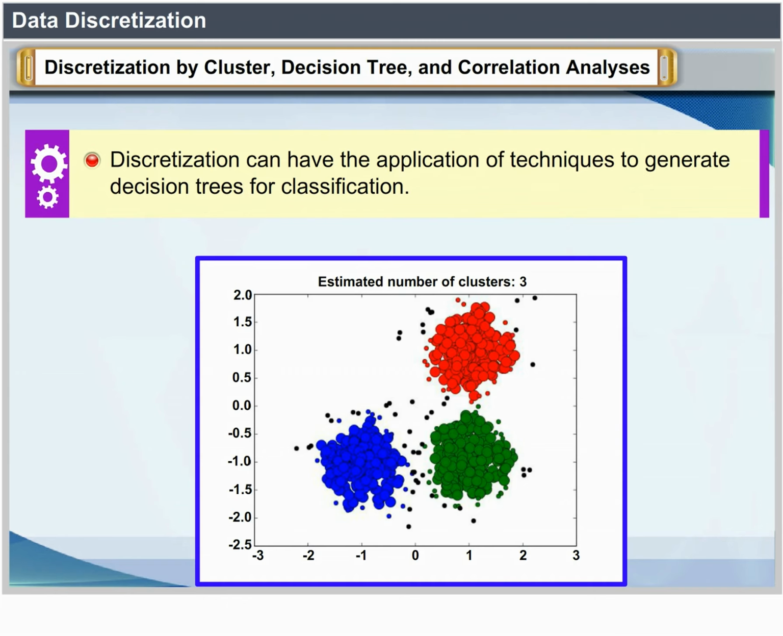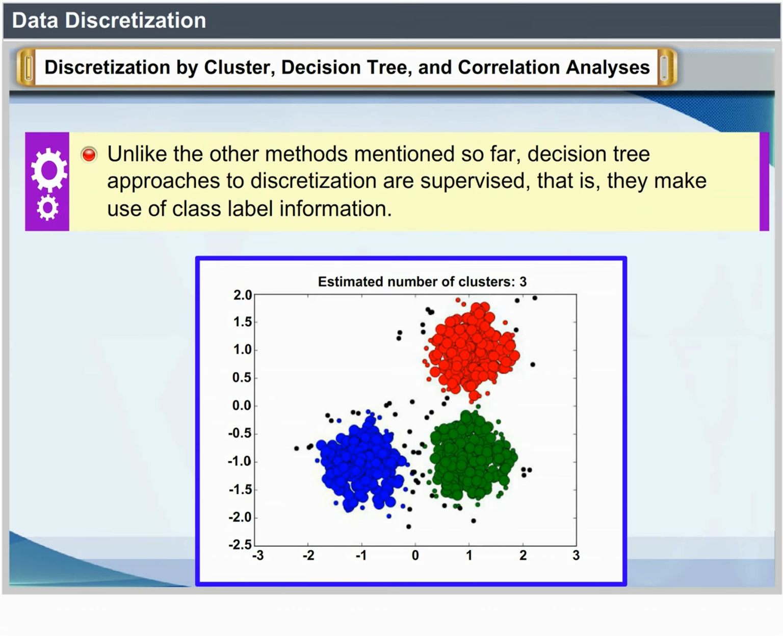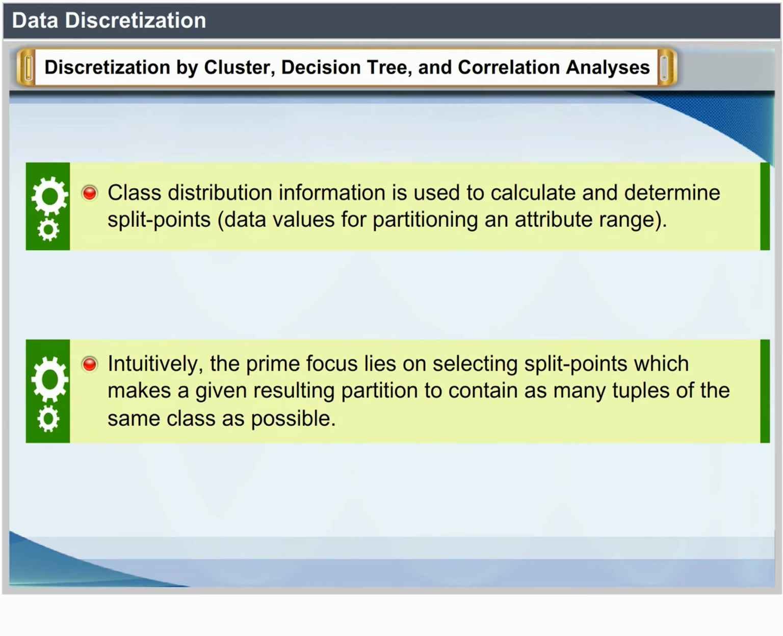Techniques to generate decision trees for classification can be applied to discretization. Such techniques employ a top-down splitting approach. Unlike the other methods mentioned so far, decision tree approaches to discretization are supervised, that is, they make use of class label information. Class distribution information is used in the calculation and determination of split points, data values for partitioning an attribute range. Intuitively, the main idea is to select split points so that a given resulting partition contains as many tuples of the same class as possible.